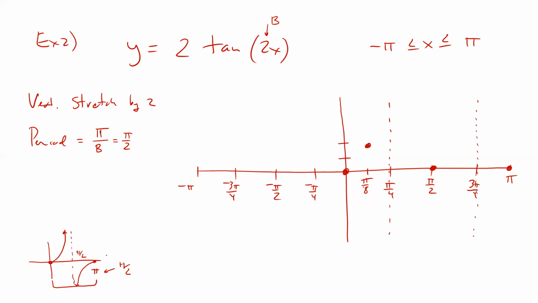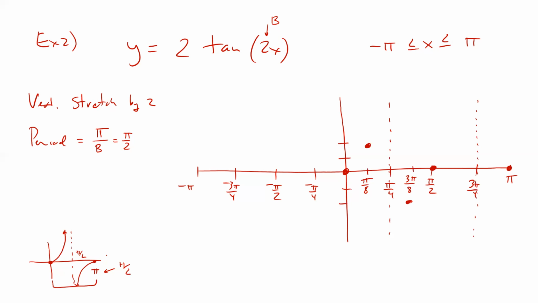Let's see, if this is pi over 8, that's 2 pi over 8, that's 3 pi over 8. So this is 3 pi over 8 now. And it's going to hit -2. So I'm going to put a little dot right there. Oh man, because we scrunched it down, now I have to actually label all the other pieces too.